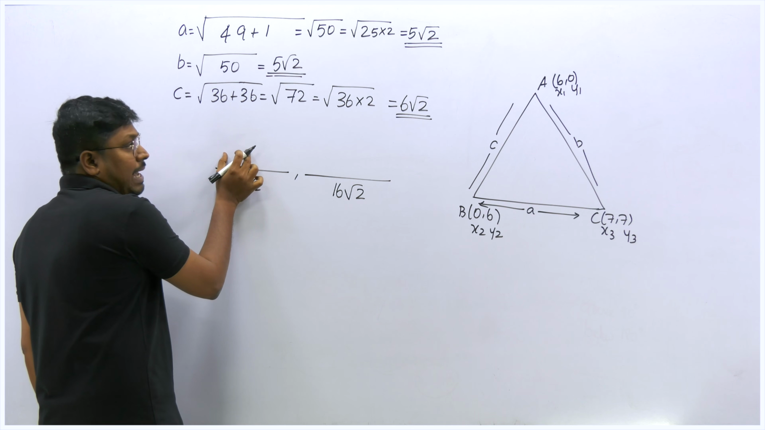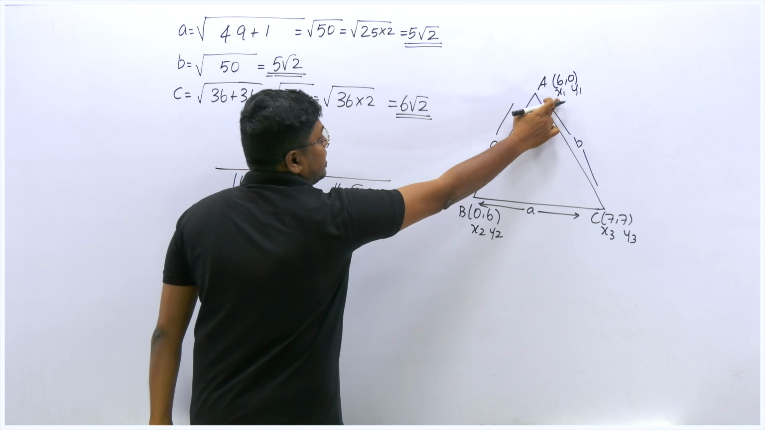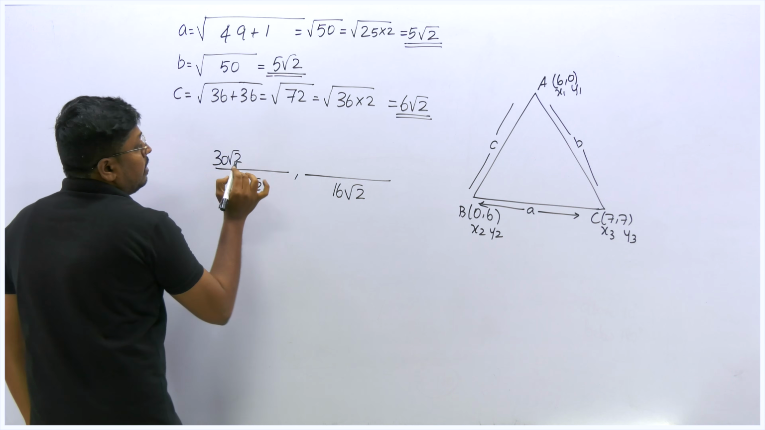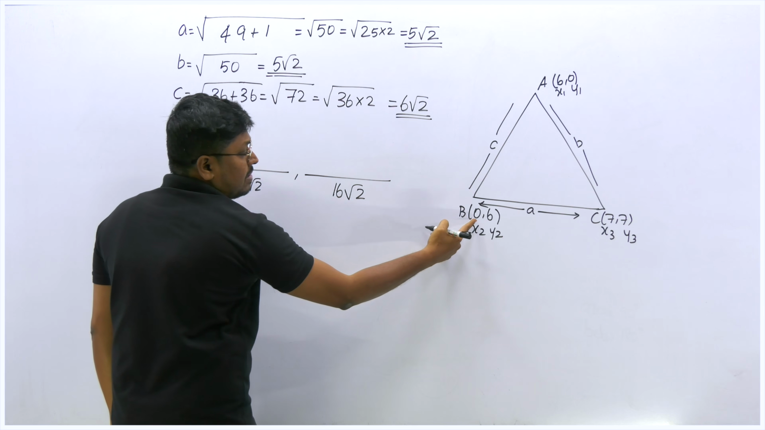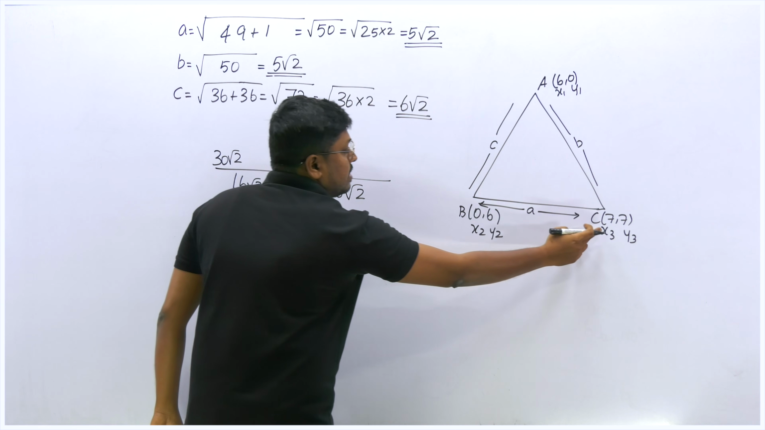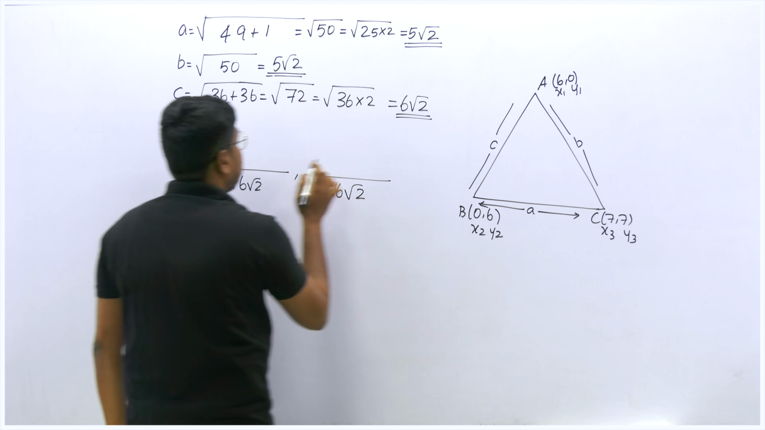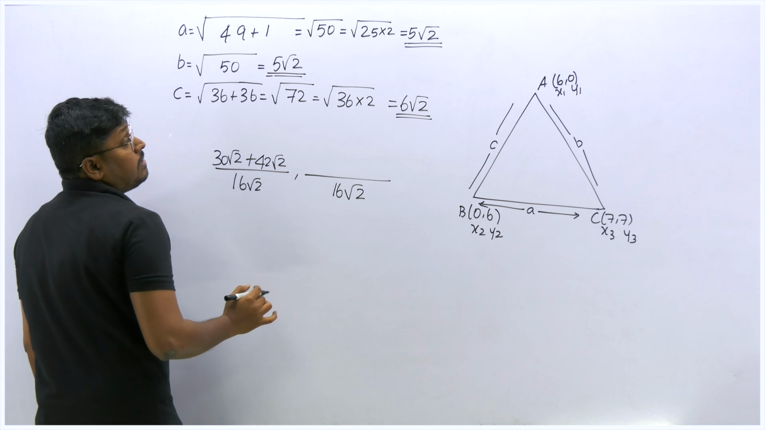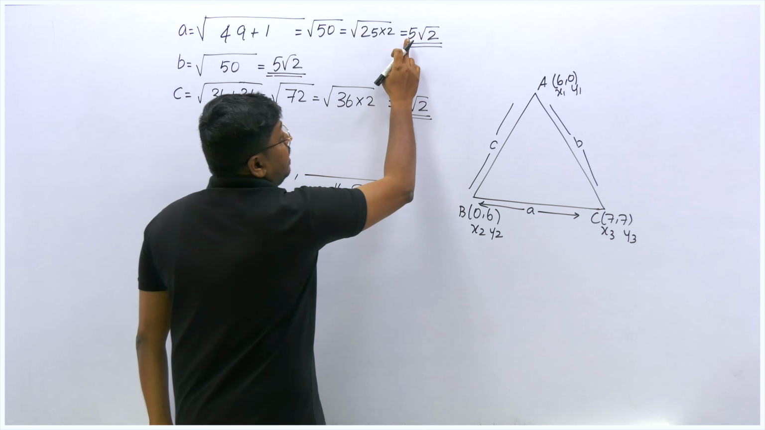So according to the formula, A x1. So 5 root 2, x1 will be 6. So 6 into 5 will be 30, so 30 root 2. B x2, here we have 0. So when you multiply it, the result will be 0. So leave it. So C x3, so 7 sixes are 42. So 42 root 2. Now getting to the second vertices, that is A y1.